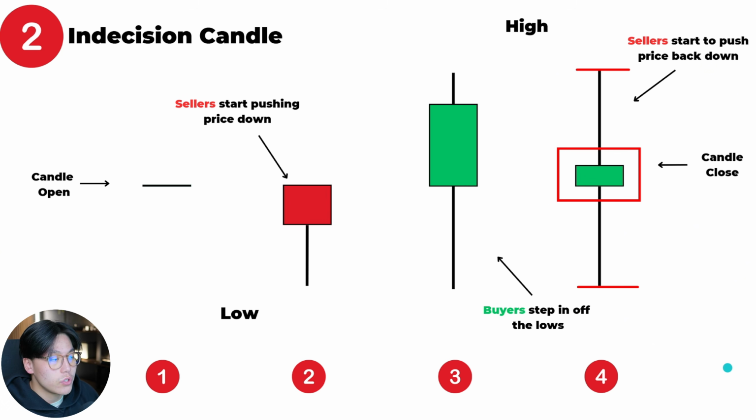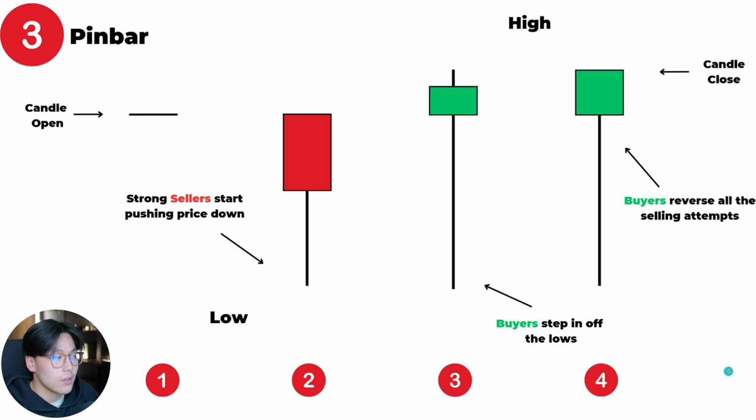Now let's go on to the third candle. And the third candle in this case is what's called the pin bar. And the pin bar is one of my favorite candles. In the right context, this is one of the most powerful candles that we'll look for on a consistent basis.